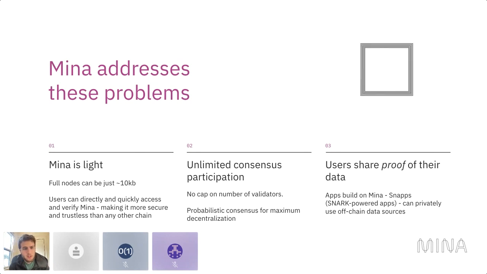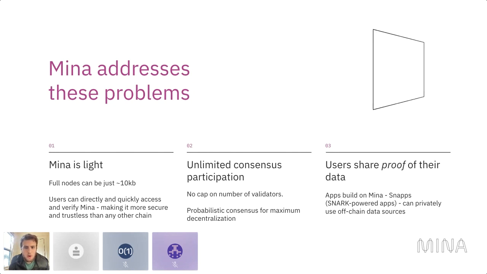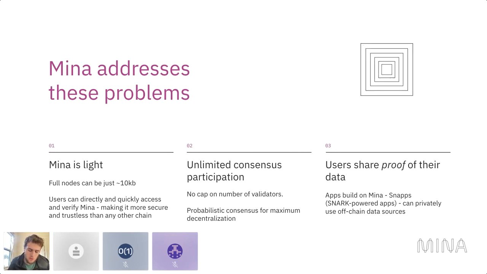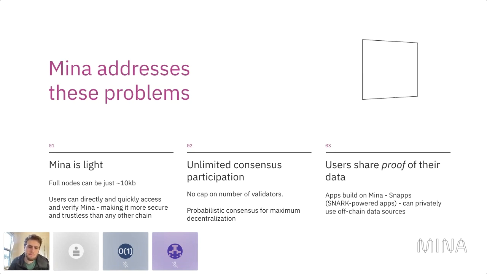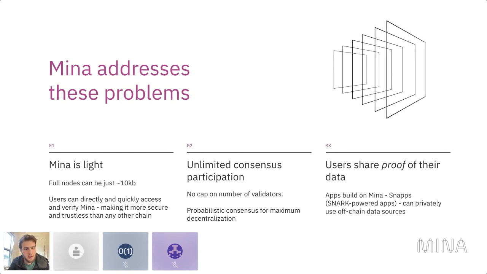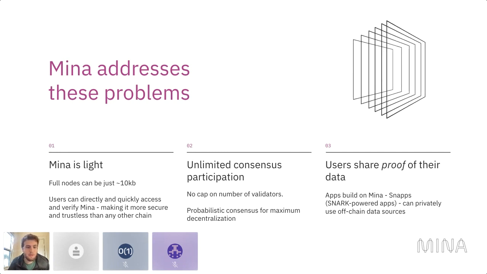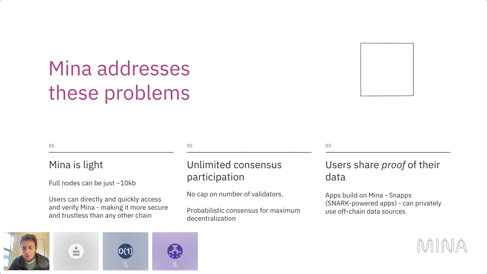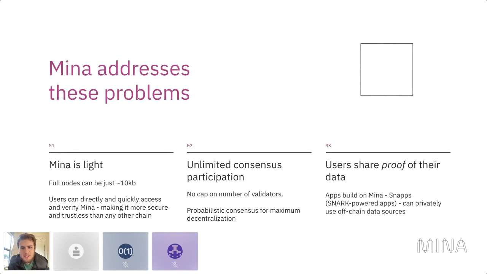You can have these very small proofs that let you verify the entire history of the chain. This is also due to the way Mina's consensus is designed. You can have it set up such that there's no fixed cap on the number of validators or proof of stake. You can have as many people as you want participating, only limited by the likelihood that you actually win a block. So you can have very high numbers of people running block production, which we have pretty good numbers on Mina today. I think I'll share some of those later in this presentation.